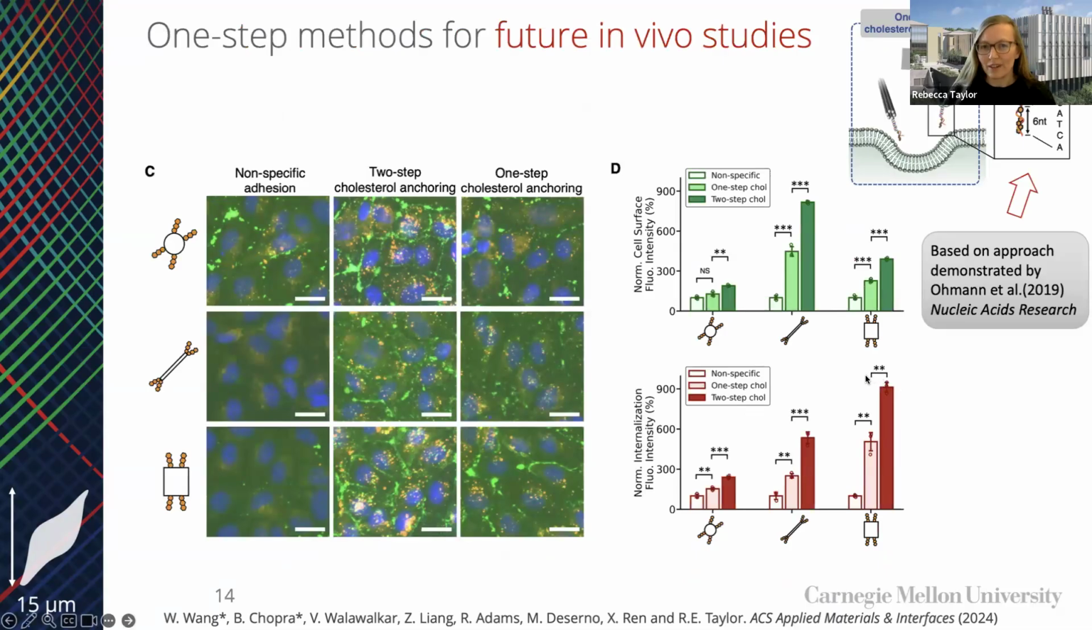And then the third thing would be, how do we do this easily, right? For these studies, we basically compared non-specific or non-targeted interactions with our traditional 2-step cholesterol, and this modified 1-step where the cholesterol is put directly on the origami. This was based on an approach that came out of Ulrich Kaiser's lab. I saw that Ulrich Kaiser is speaking in a few weeks, so that's going to be fantastic. This was published in 2019.